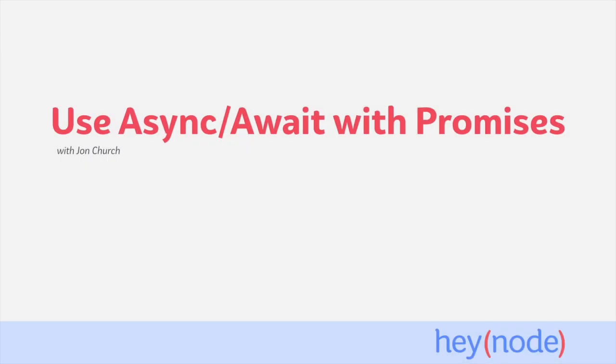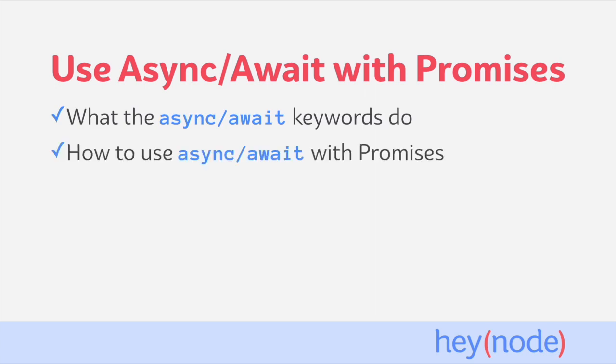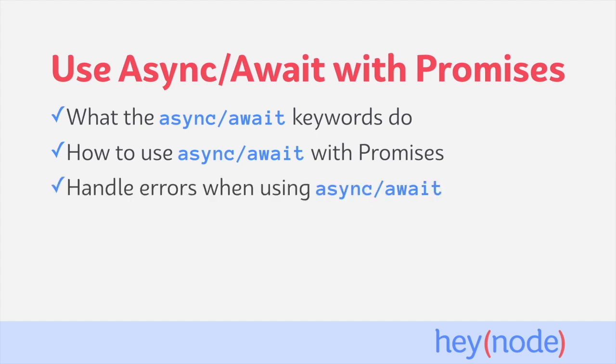Async and await helps us write asynchronous promise-based code in a way that reads and behaves similar to synchronous code. Async await is a relatively new addition to JavaScript, which allows us to wait for a promise to complete before moving on to the next line of a function. In this tutorial, we'll learn what the async and await keywords do. We'll learn how to use async and await to work with promises. We'll also learn how to handle errors when using async and await and how it differs from working with regular promises.